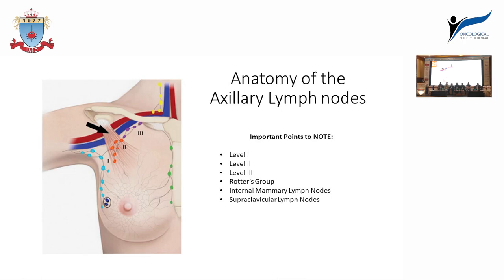Brief about the anatomy of axillary lymph nodes. What are the levels of lymph nodes which we deal with while treating breast cancer? There are three levels, level 1, level 2, level 3, based on the anatomical disposition of pectoralis minor muscle. Beneath the minor muscle is level 2, below the inferior collar of pectoralis minor it is level 1, and above the superior collar of pectoralis minor it is level 3.